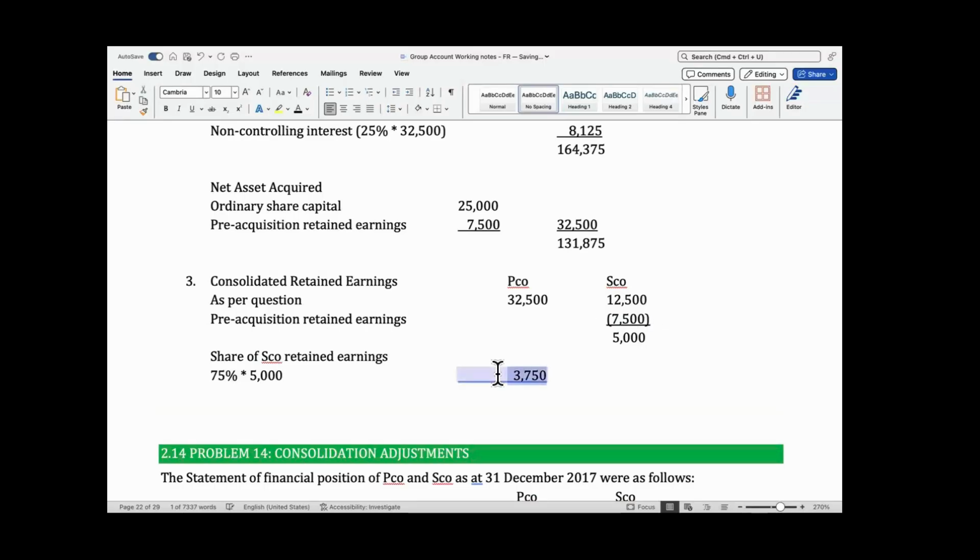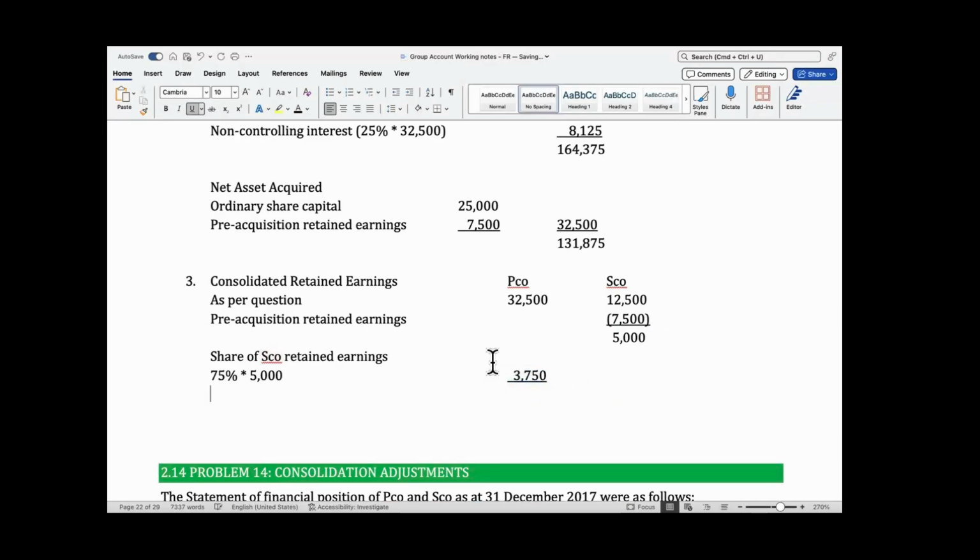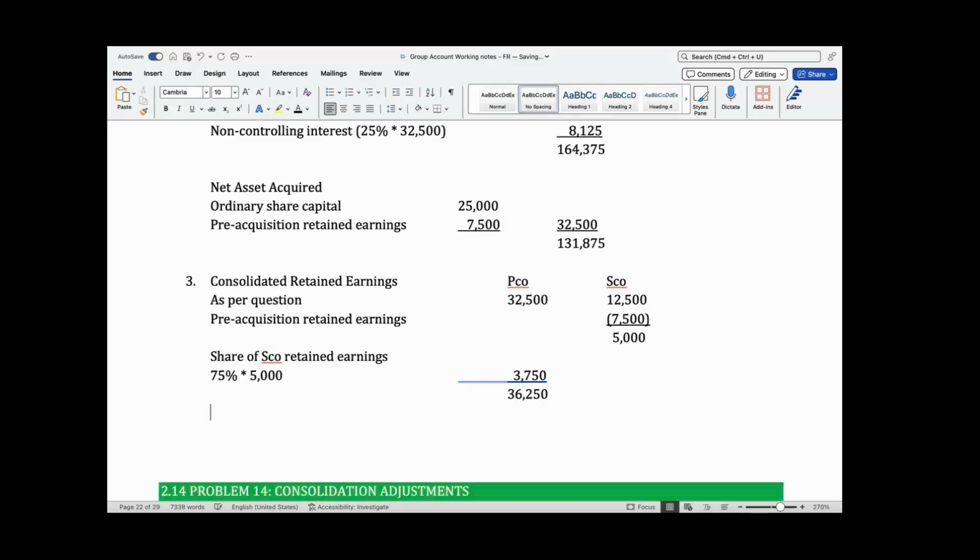Share of ESCO. Okay, so how much are we looking at? It's 36,250. Is that correct? Yes, sir.